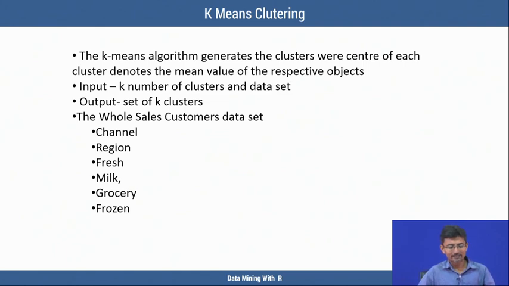In that data set, there are lots of attributes. The attributes are channel, region, fresh, milk, grocery. I will generate the clusters on the grocery attribute.